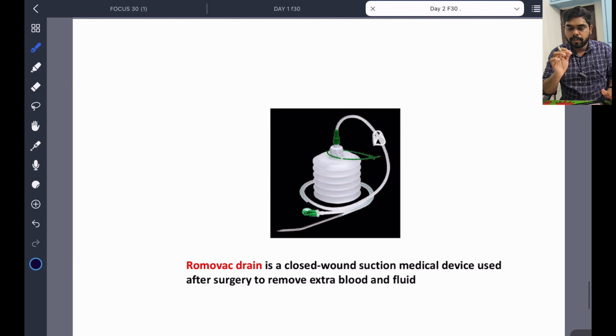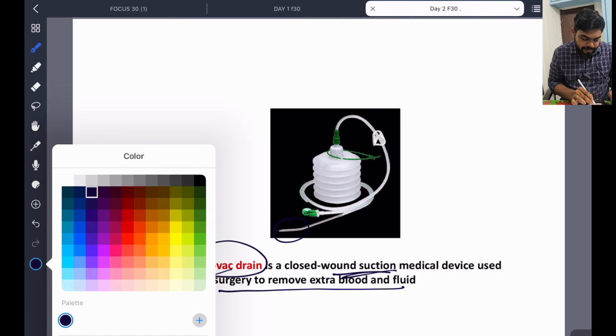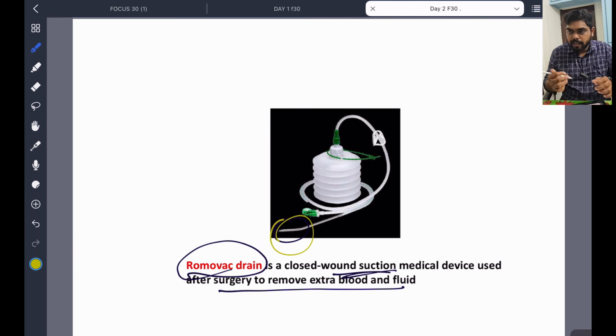Now some spotters, see what is this? You have seen it multiple times in surgery wards. This is something called Romovac drain. This vacuum, it will take the secretion. So it is a closed wound suction medical device used after surgery to remove the extra blood and fluid. Whatever the blood and fluid collected, this tip will be there. This tip will be inserted into that wound area, and because of the suction, that material will be collected, we can remove it.